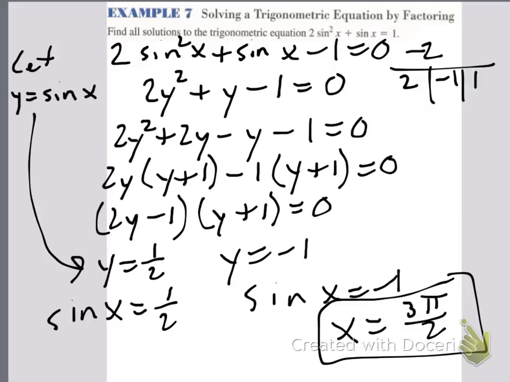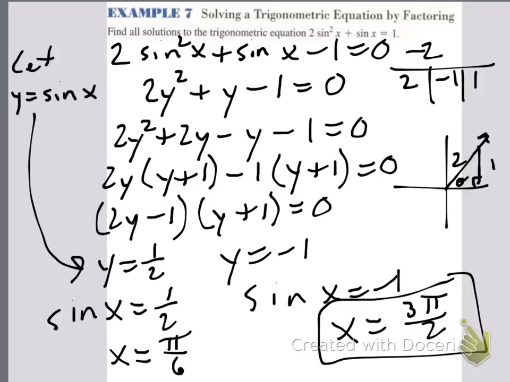Now for the 1/2, sine's positive in the first quadrant. Here's our angle, here's theta, opposite over hypotenuse. Well, that's a 30, 60, 90 triangle, so x would be 30 degrees, or pi over 6. You can use degrees if you want to, it's up to you. I'm just going to worry about the interval 0 to 2 pi. Some problems make you do multiples of it, but as long as you find the answers from 0 to 2 pi, that's fine with me.